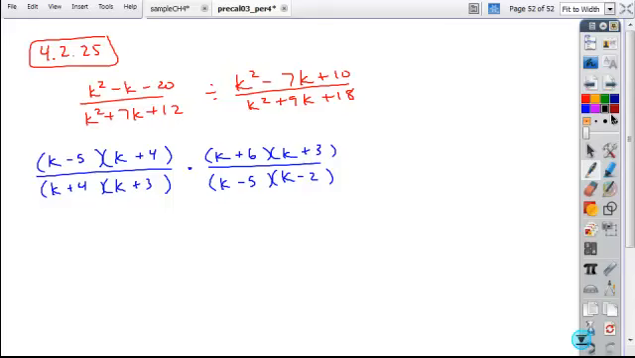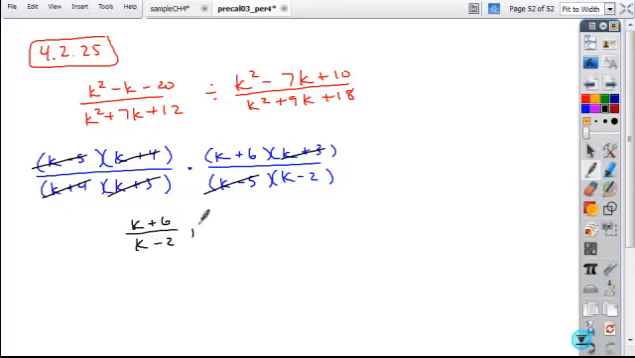My next step is to cancel any common factors. As I go through, my k minus 5s cancel, my k plus 4s cancel, my k plus 3s cancel, and that's it. So I'm left with my answer of k plus 6 over k minus 2.